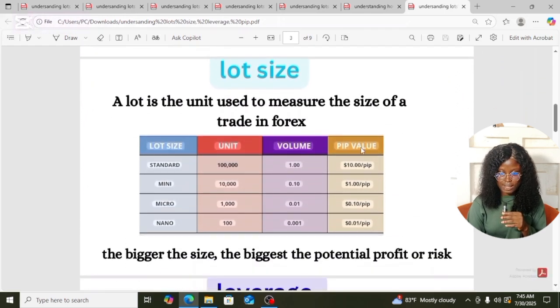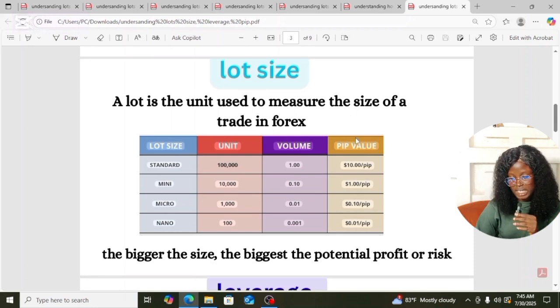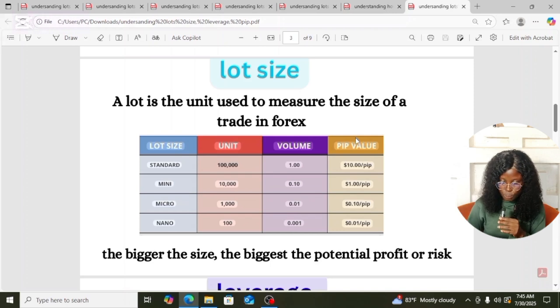So, lot size. A lot size is the unit used to measure the size of a trade in Forex. In the previous video we talked about Forex codes, the bid price, the ask price, the spread, the base currency and the quote currency. If you haven't watched that previous video, you need to watch it because they are aligned. You have to take it step by step.